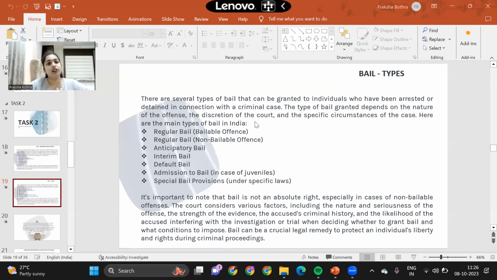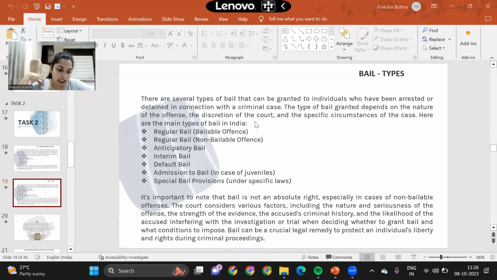Then you have interim bail. It is granted by the court when regular bail is not available, right? It is in exceptional circumstances and it is subject to conditions. Interim bail is not very common, but it is still in existence, and you need to know that it is a kind of bail.